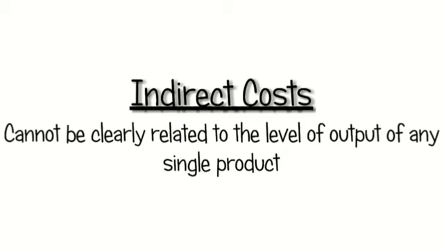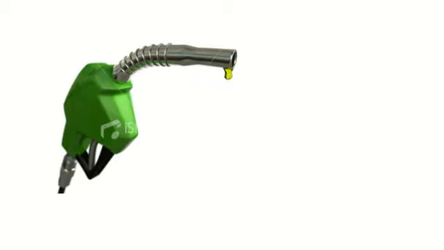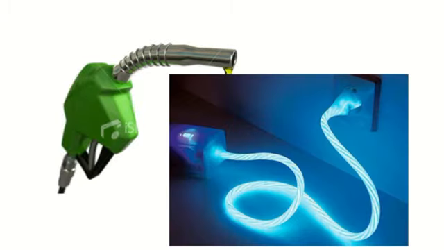Lastly, we are going to talk about indirect costs. Indirect costs are those that cannot be clearly related to the level of output of any single product. For example, the cost of fuel and power can be associated with the level of production, but may not be directly linked to a particular product, but apply to several or all different areas of the business.